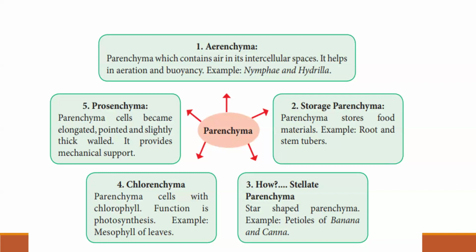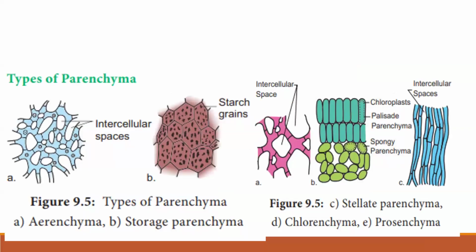Next one is the prosenchyma. The main function of this prosenchyma is that it gives mechanical support because these parenchyma cells are elongated. We discussed that generally the parenchyma cells are oval shaped, but here they are elongated and pointed and slightly thick walled and help in mechanical support. So these are the different types of parenchyma. First one is the aerenchyma cells, where in between the intercellular spaces these air cavities are present.